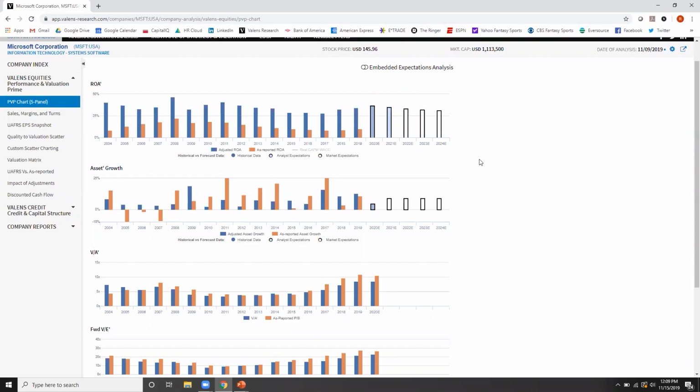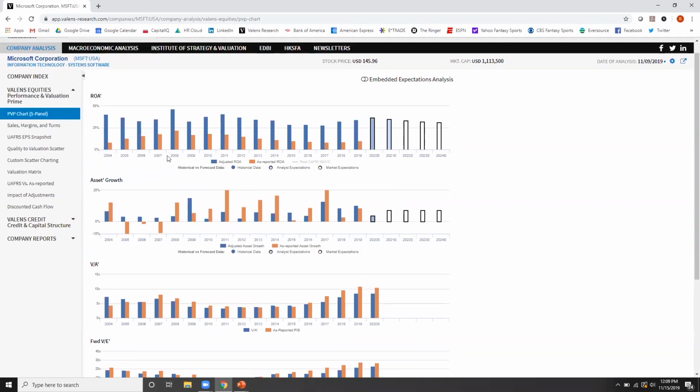We show you first and foremost the ROA of the company, the returns of a company. And so you're seeing historically for the last 15 years, we're showing you what is the return of Microsoft before we make our uniform accounting adjustments and after we remove the accounting distortions. We also show you asset growth, similarly, where we show you the as reported versus uniform accounting asset growth.